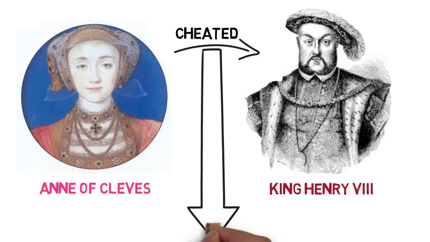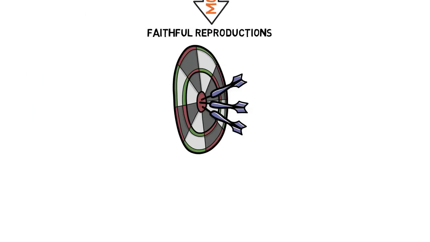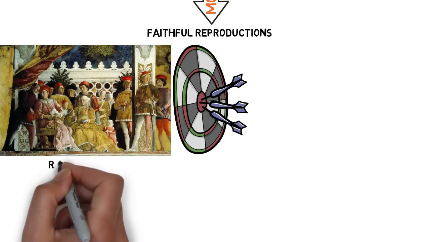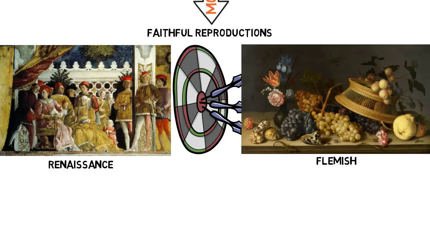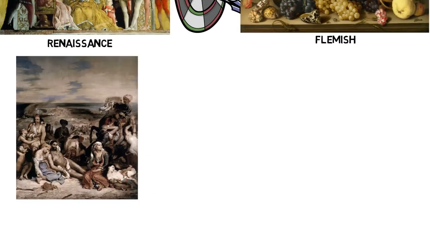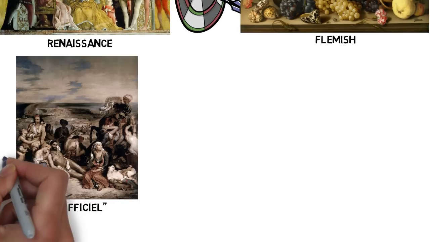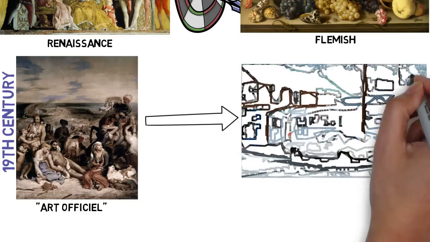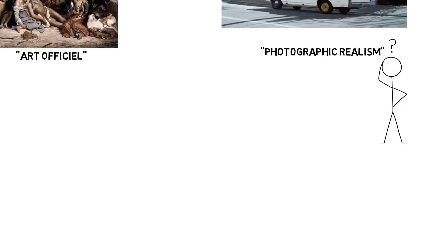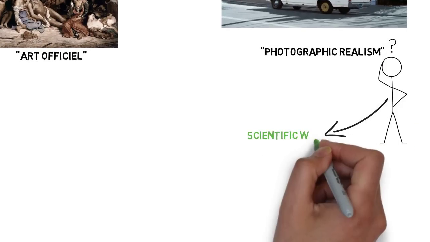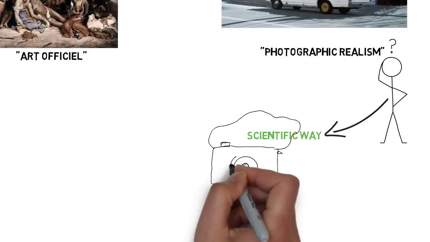And therefore there grew up a kind of morale among artists in the European tradition to make faithful reproductions of people. And they perfected their technique, beginning with the marvelous work of the Renaissance painters and the Flemish painters, and going on finally to what was called art officielle in the 19th century. We got what we now call photographic realism. But then they said, isn't there some more scientific way of doing this? And so they discovered the camera.